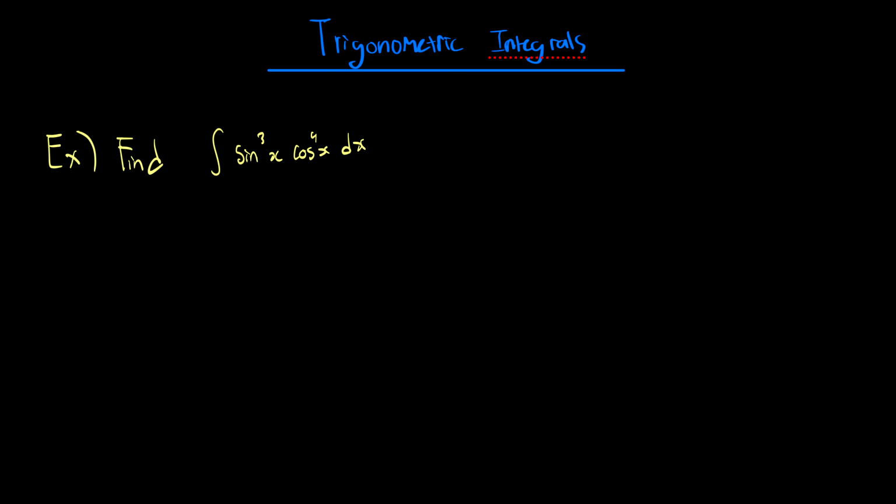So let's take a look at trigonometric integrals, that are integrals that have trig functions in them. And sometimes they look really tricky to do, just like this one: sine cubed x times cos to the 4x dx. And you might not have a clear path of how to do this.